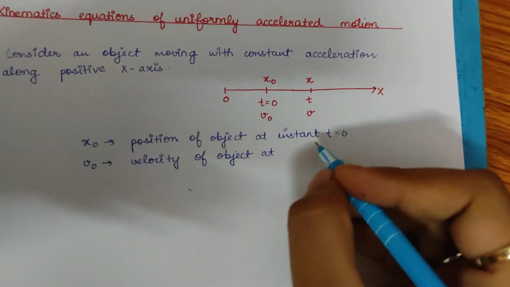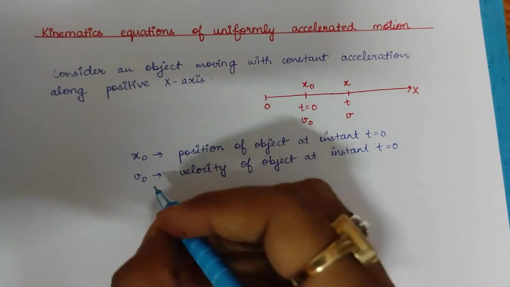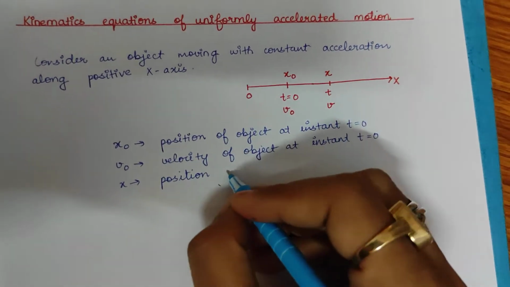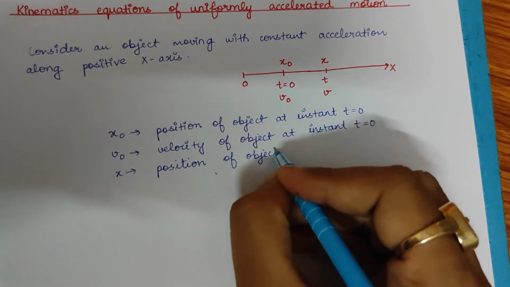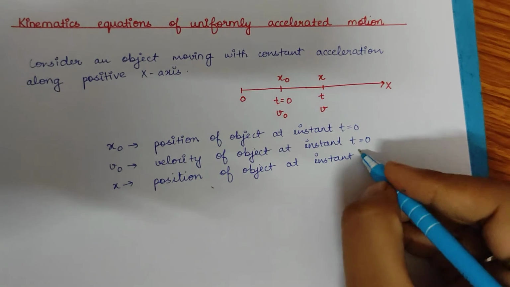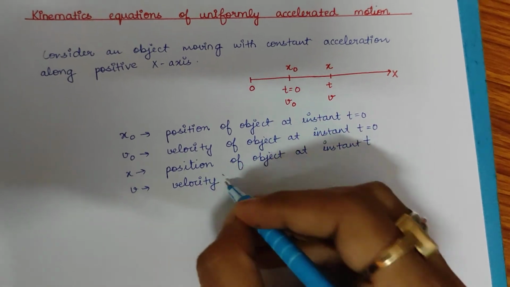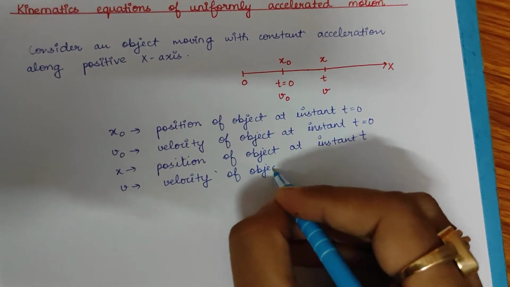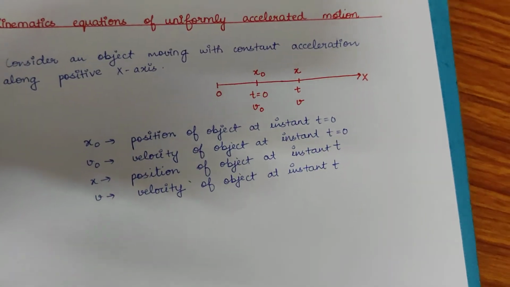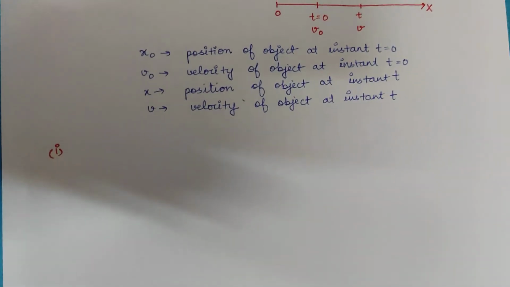at instant t equals 0, whereas x is the position of the object at instant t, and v is the velocity of the object at instant t. Fine. So now we will move to derive the first equation of motion.